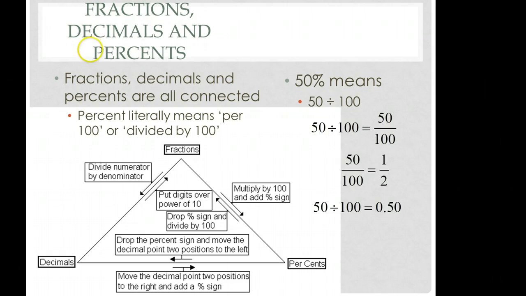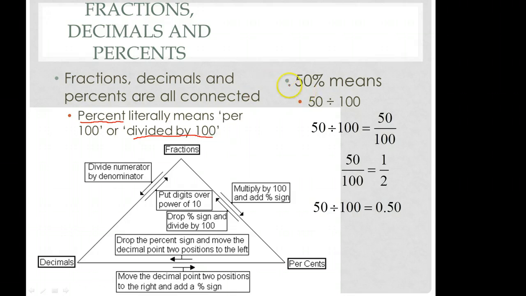Fractions, decimals, and percents are all connected, and you can see by this graphic, this triangle, that actually appears in the textbook, how the three are connected together. So you can peruse this graphic on your own time. What I really want to talk about is the percents piece of this, and the word percent, you can literally translate it into per 100 or divided by 100. So this is really important to remember whenever you see percents.